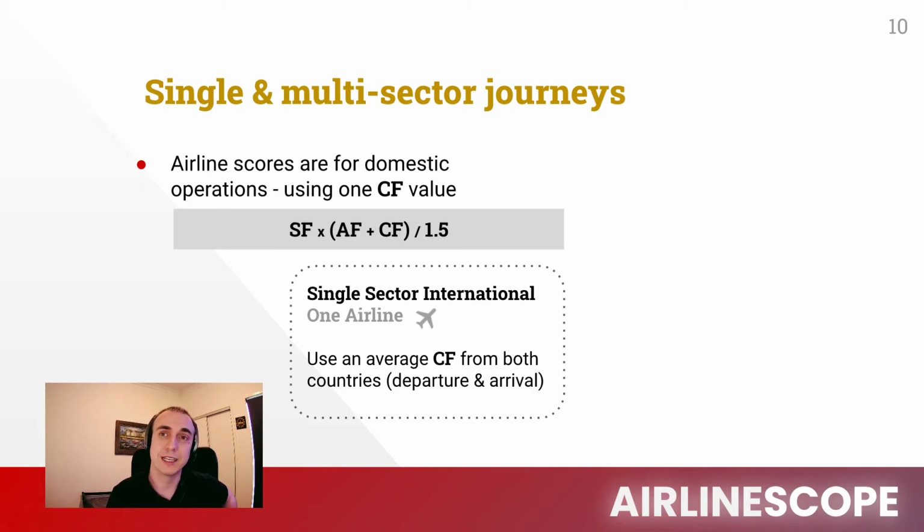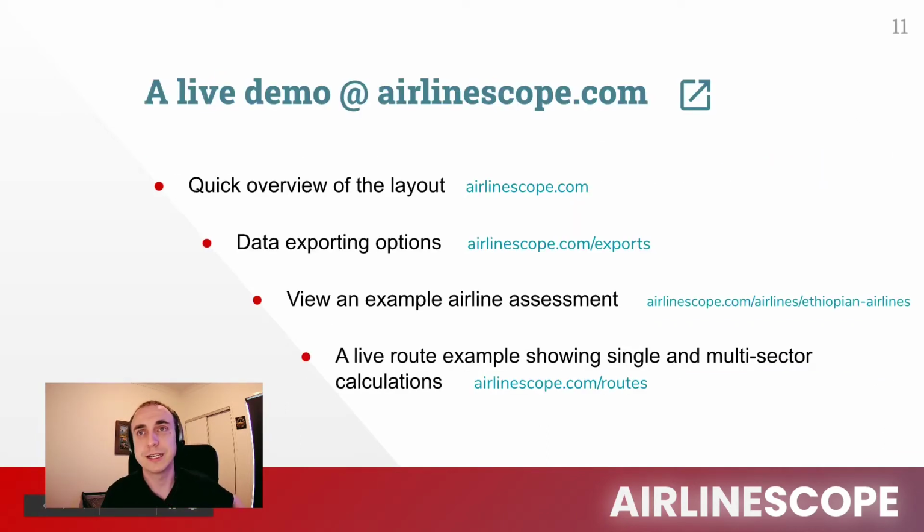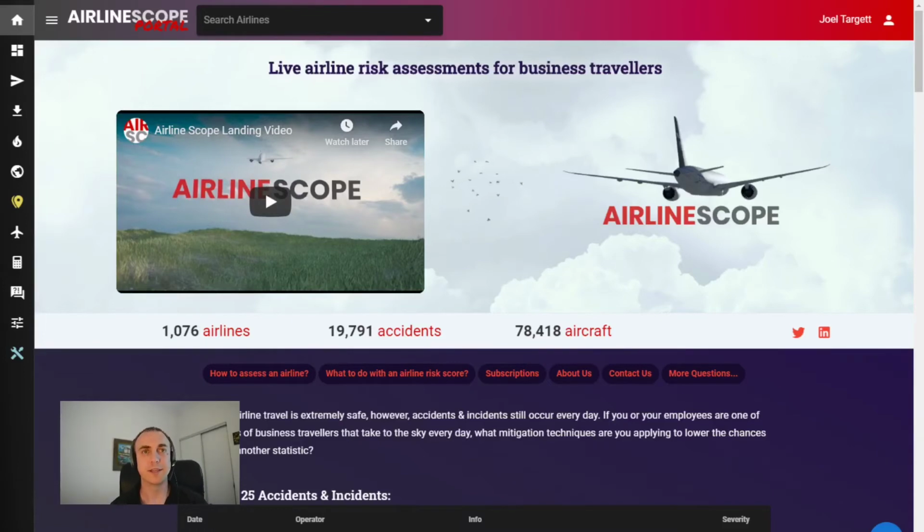Now the third one is a little more tricky, the multi-sector, multi-airline assessments. The mechanism states you can use combined airline safety and country factors to bring up a brand new risk score for an entire itinerary, and that makes it great for comparing against other flights, other airline combinations on the route you need to travel on. And I would like to show you a live demonstration of that in just a second. So here we are. This is a live version of airlinescope.com.